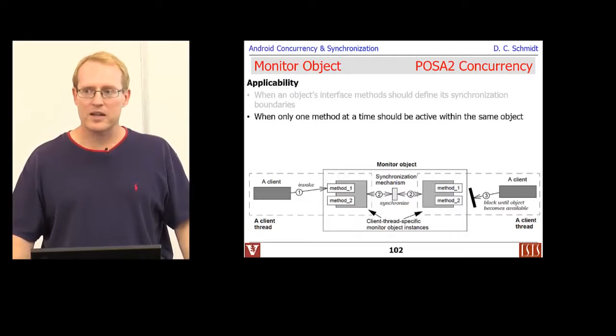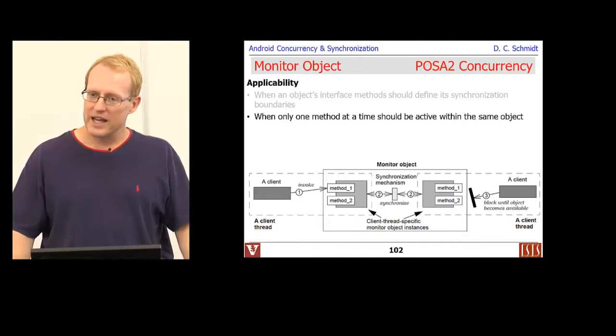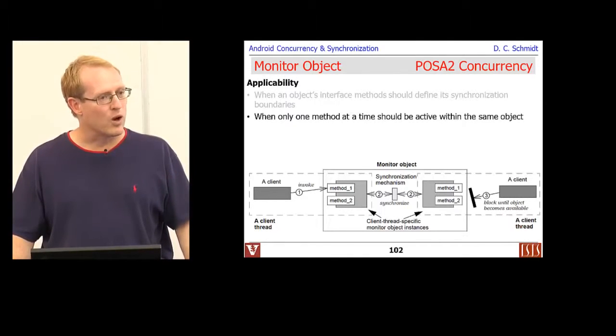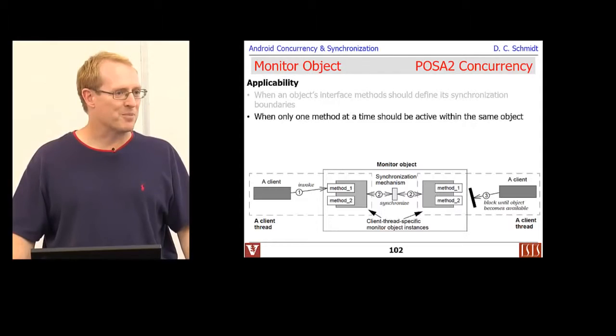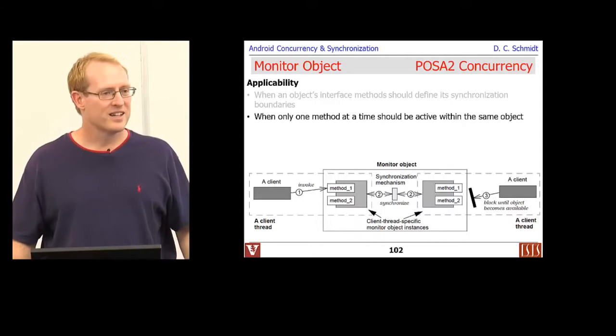You also want to make sure that in this model, you apply it when you only want one method at a time to run within the object. And if you have more than one thread at a time, something horrible has happened, and you're going to have race conditions and scheduling hazards and data corruptions and those kinds of things.